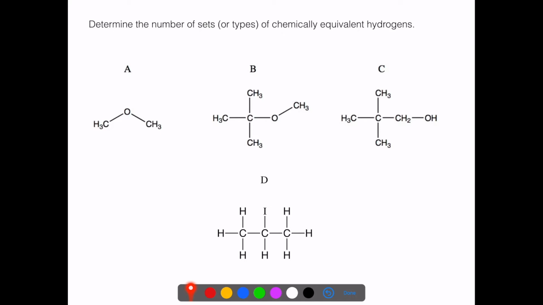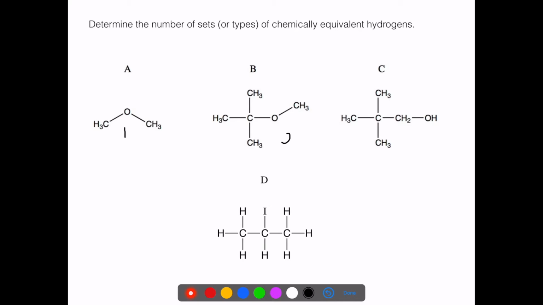All right, so let's think about this. Let's think about how many types of chemically equivalent hydrogens there are. So I might just pause and think about this one for a second. All right, so how are we doing? In this one, notice we almost have a bit of symmetry, and so in this case we just have 1 type of hydrogen. All 6 of these are chemically equivalent.